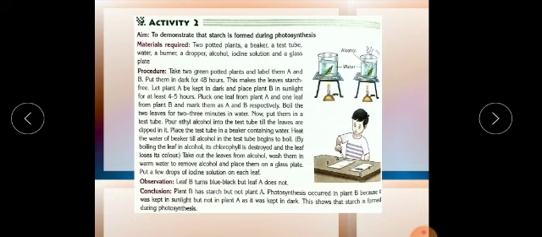Okay children, so this is a very interesting one. Now leaf B turns blue black but leaf A does not. So here we have the two conditions. As you can see here also, leaf B turns blue black and in leaf A we can see a white portion, very very light. Okay, so we can easily say that leaf A does not have starch but leaf B has starch.